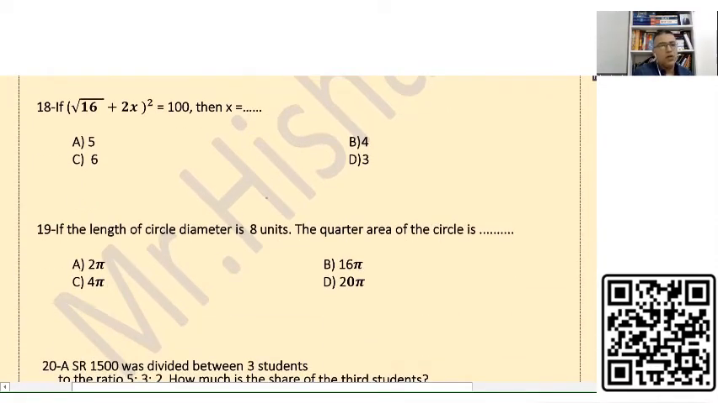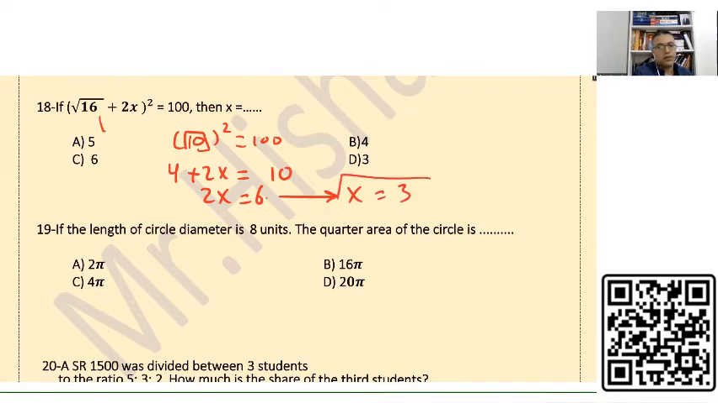Number 18, root of 16 plus 2x, all to the power of 2, is equal to 100. What number with the power of 2 gives me 100? It's 10. So root of 16 is 4. So 4 plus 2x is supposed to equal 10. So 2x is equal to 6. So x is equal to 4.